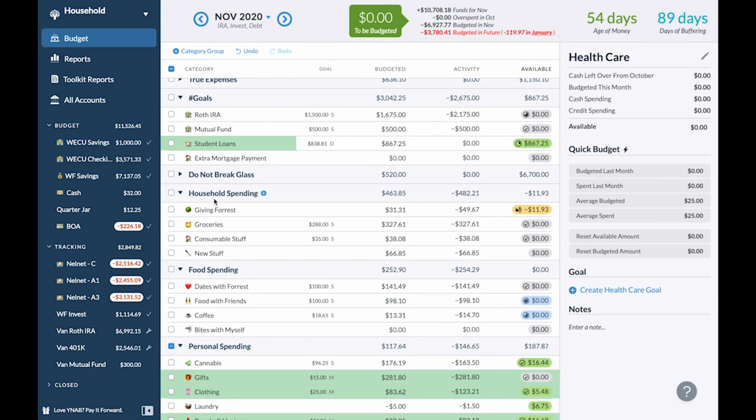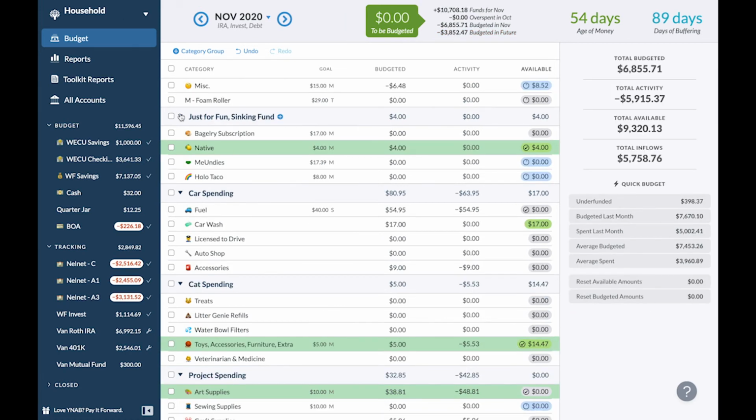Household spending, this used to be like things I would spend on the house, and now they're things that we spend as a household, unmarried, coupled family. Giving Forest is the category that Forest is reimbursing me out of, and then groceries and consumable goods and new stuff, that's where I put my share of all those things. So charge half of it to Giving Forest and then divide up my half of things between the remaining categories in that group.